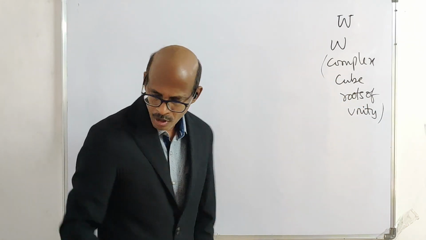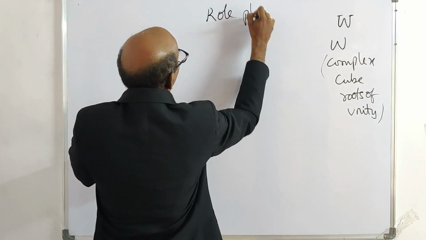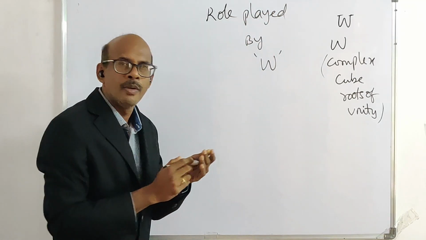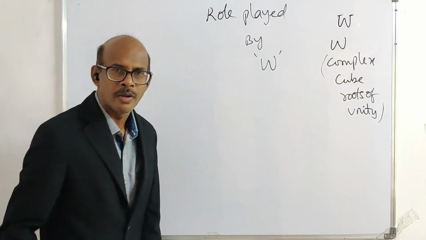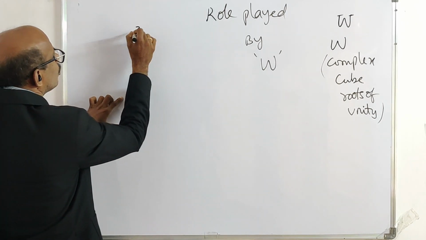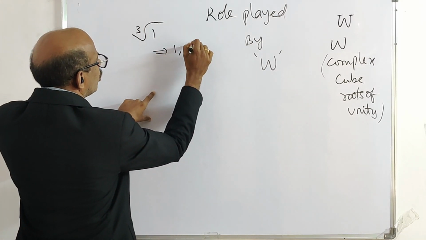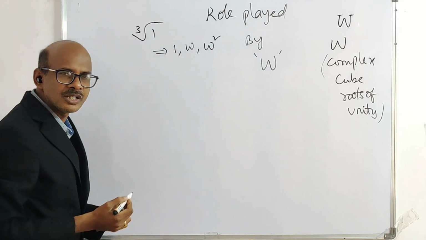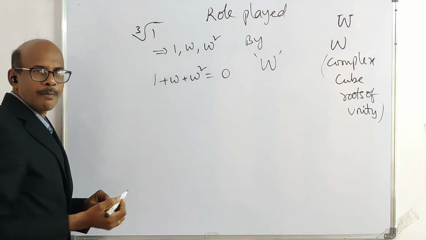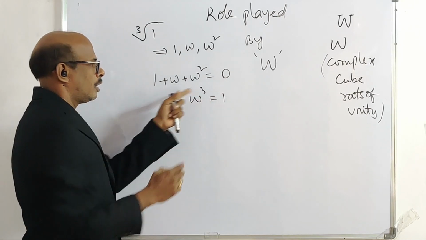Today in this video I am going to discuss the role played by this omega, the complex cube root of unity. With the knowledge of cube roots of unity, in the last video we already derived 1, omega, omega square. Two standard results you know very well: 1 plus omega plus omega square equals 0, and omega cube equals 1.